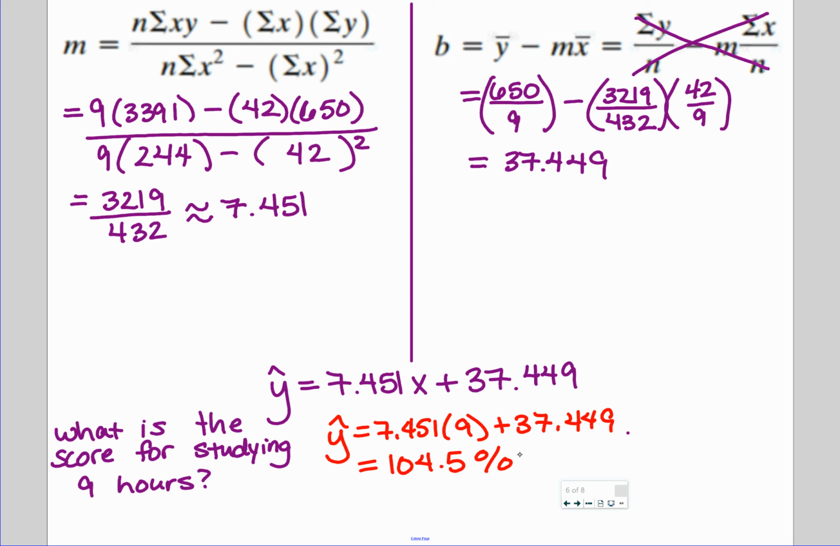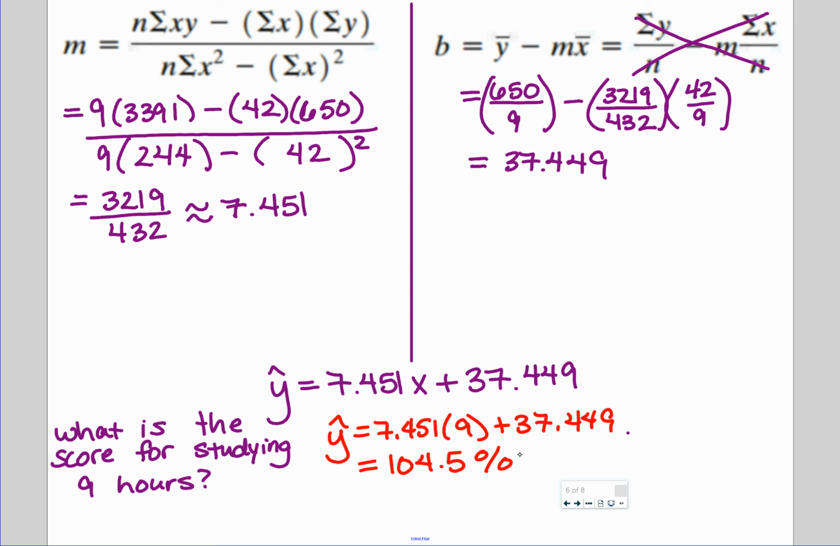That's just an approximation. Okay, and then you could also work backwards with this too. You could say, if you want to get a 90% on the test, how many hours do you have to study? So you could put 90 in for that y hat, and you could solve for x then too. So you can use it both ways.